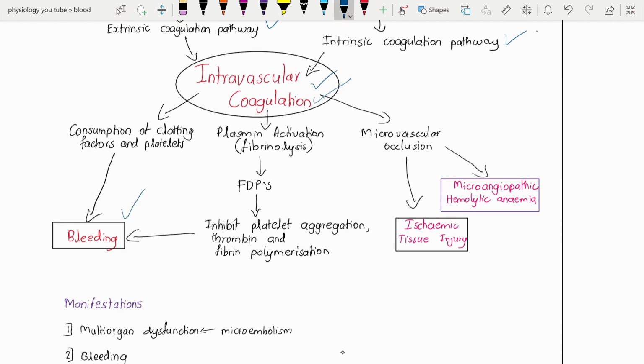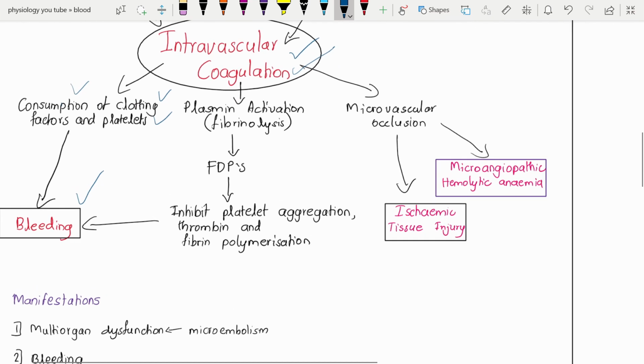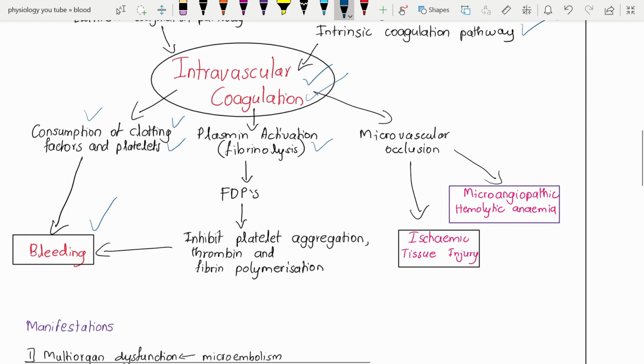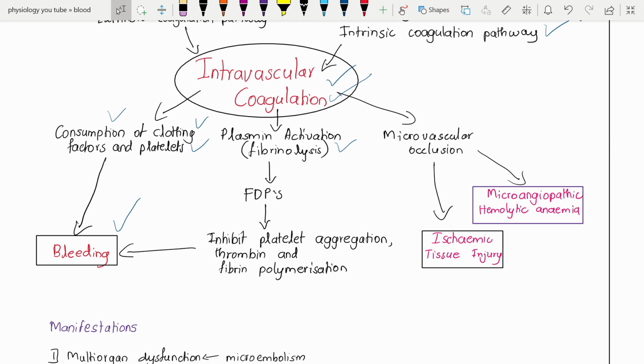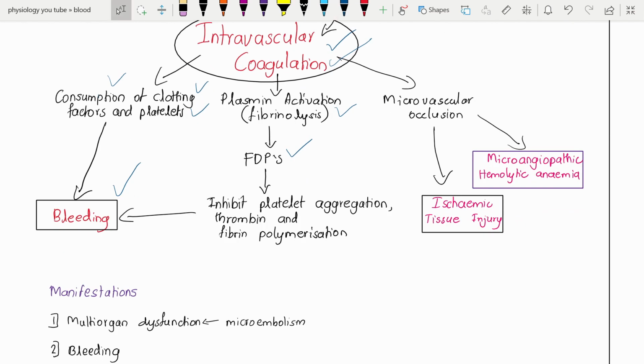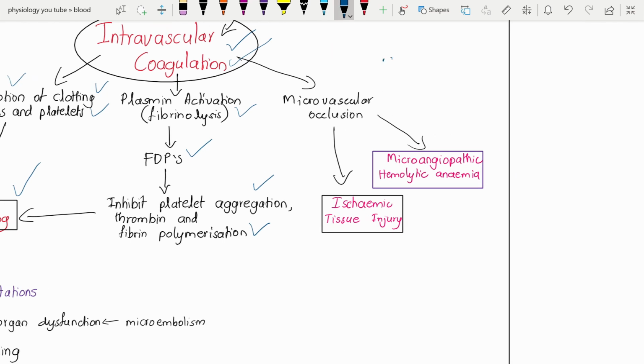There is bleeding due to consumption of clotting factors and platelets, and the activation of plasmin, that is the fibrinolysis process. We know that there is formation of the clot, and this clot itself activates the anticoagulant mechanism, and there is degradation of the fibrin that leads to fibrin degradation products, and these inhibit platelet aggregation, thrombin production and fibrin polymerization. And we know that there will be smaller clots. These cause microvascular occlusion that leads to microangiopathic hemolytic anemia and ischemic injury.